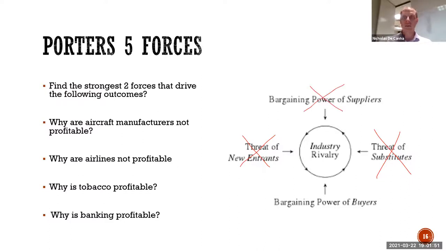I'd say not very strong. Engine suppliers are pretty strong, but let's not put that. And so you really get down to, I would say, these two, which we can then debate.